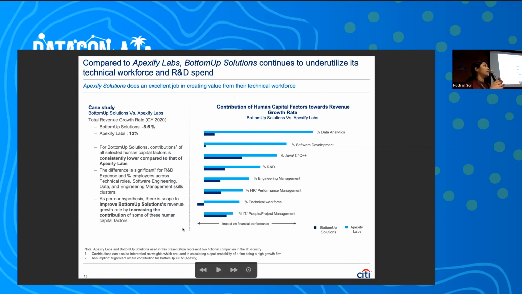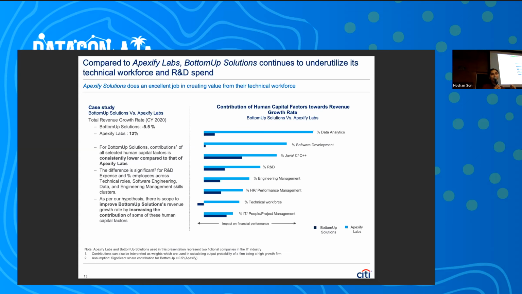Now we'll move on to the next part of our recommendation, which was the customized human capital plan. I have shown two fictional firms here, Apexify Labs and Bottom Up Solution. So Apexify Labs is a high growth firm. It has a total revenue growth rate of 12%, and Bottom Up Solution is a low growth firm which has a total revenue growth rate of minus 5.5%.